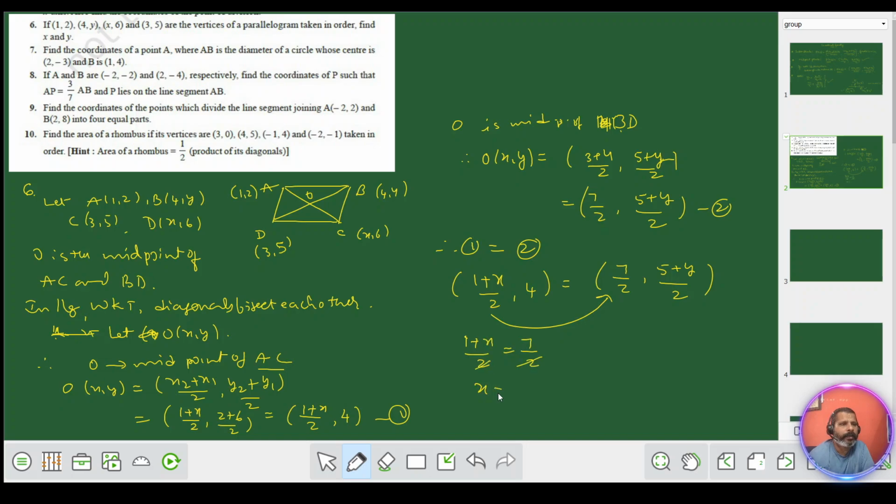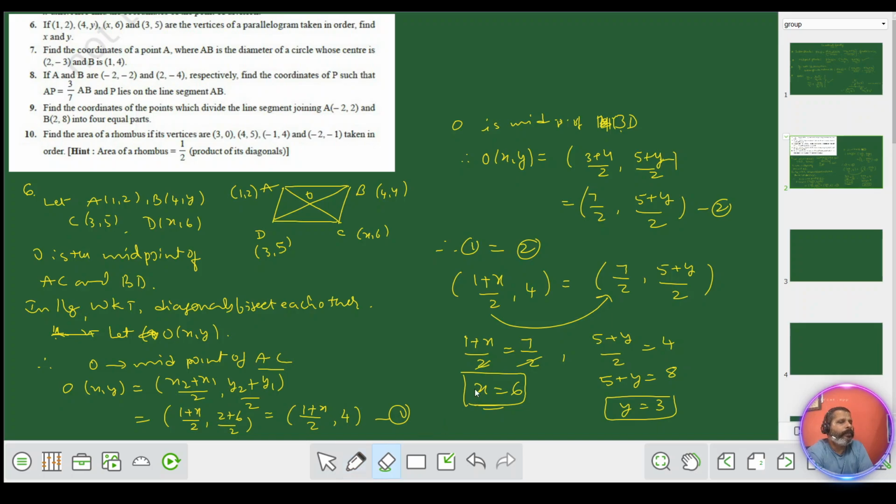The 2 cancel, x equals 7 minus 1, which is 6. Then similarly (5 + y)/2 equals 4, so 5 plus y equals 8, and y equals 8 minus 5, which is 3. So these are the values. You should know that when the points are equal, their respective x coordinates and y coordinates are equal. That is the concept. It's a very important formula, and it will be asked for 4 marks if they ask.